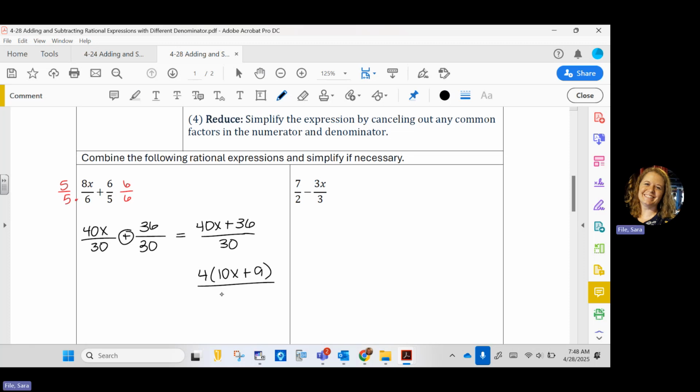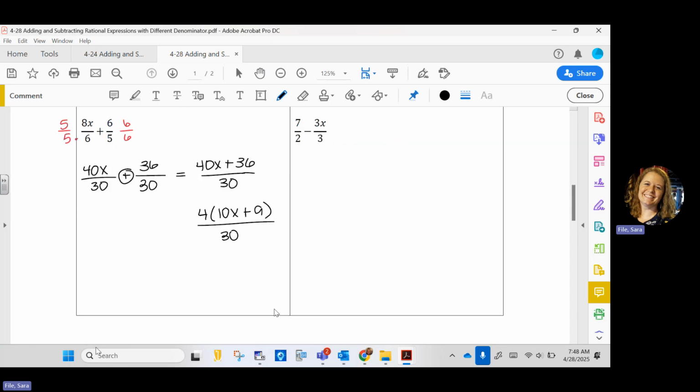all over 30. Now, the reason I did that: now that the 4 is factored out, I can see if the 4 over 30 reduces, which it does. 4 doesn't go into 30, but what goes into both 4 and 30? A 2. So I can reduce that by a factor of 2. So that would be 2 times 10x plus 9 over 15.